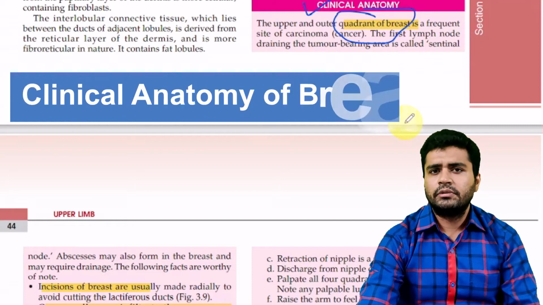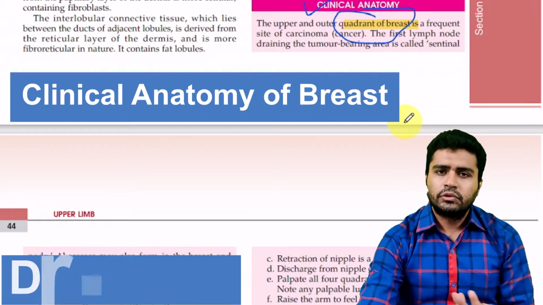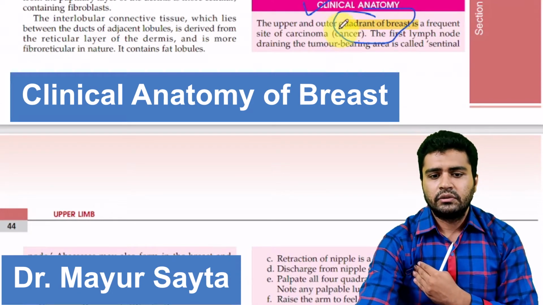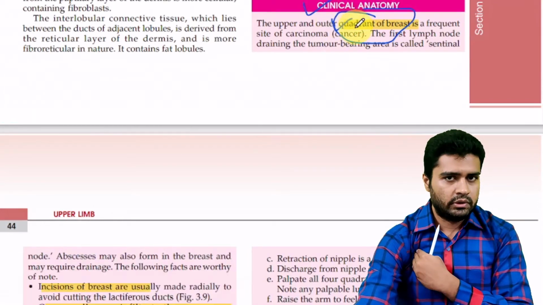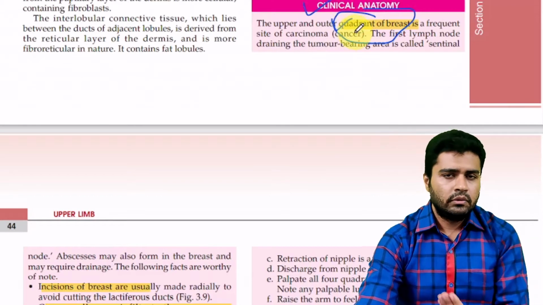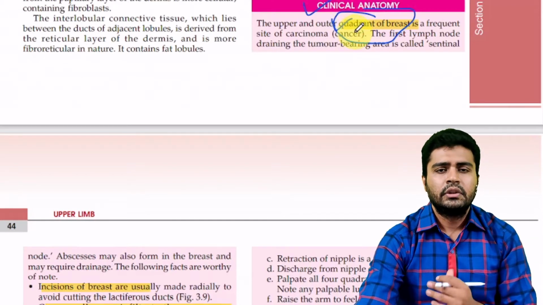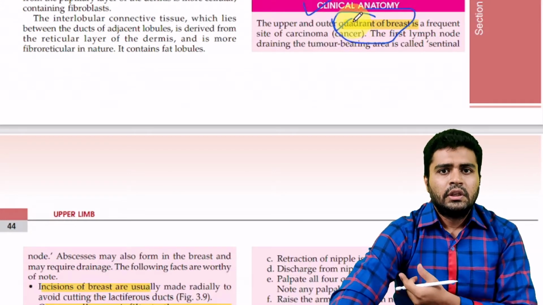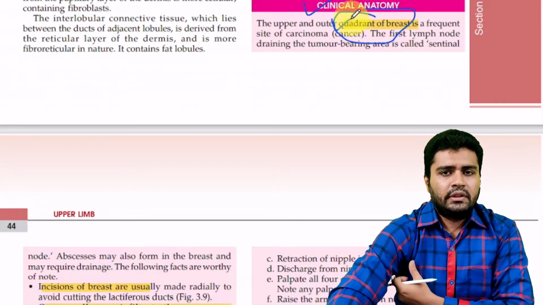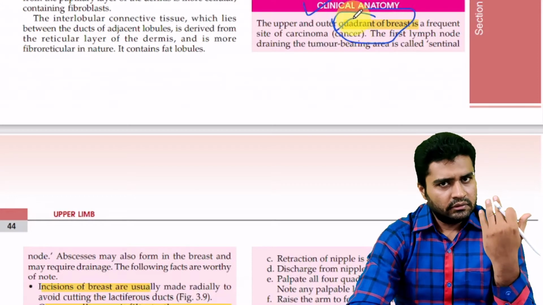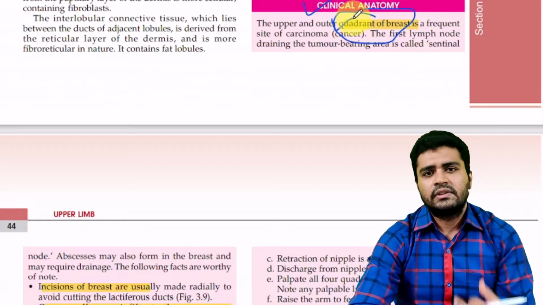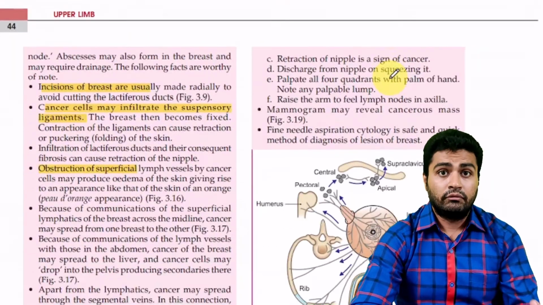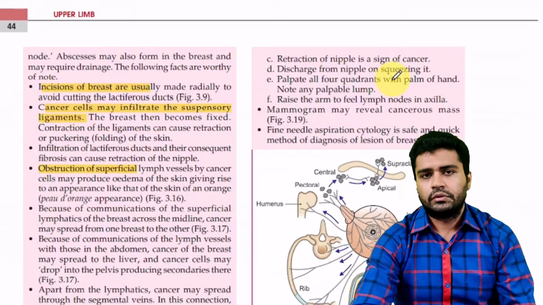Clinical anatomy of the breast tissue. Which is the most common quadrant affected in breast carcinoma? It is known as the upper and outer quadrant. Which are the most common lymph nodes affected in carcinoma of the breast? They are the axillary group of lymph nodes, especially the anterior and the central, and they are the first lymph nodes to drain the cancer cells. That's why they are known as the sentinel group of lymph nodes, the guarding lymph nodes.